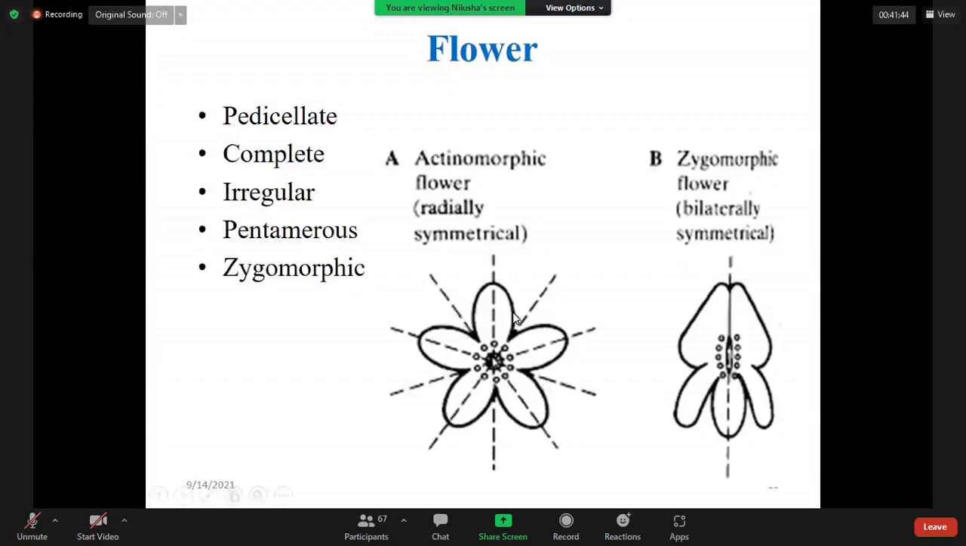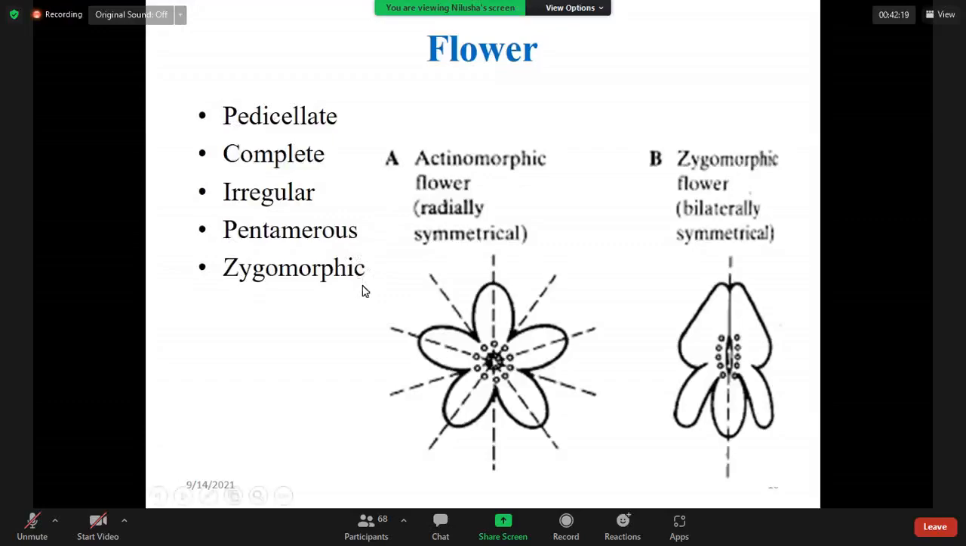The next character is pentamerous. Pentamerous means a flower which has parts like calyx and corolla in 5 or its multiples. We call it pentamerous because this flower contains 5 calyx and 5 corolla, in 5 or its multiples.